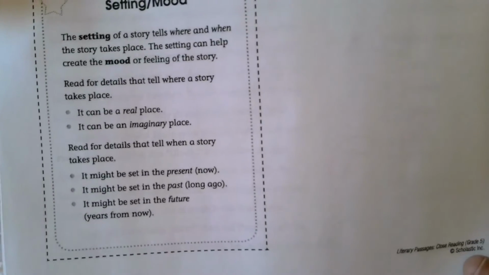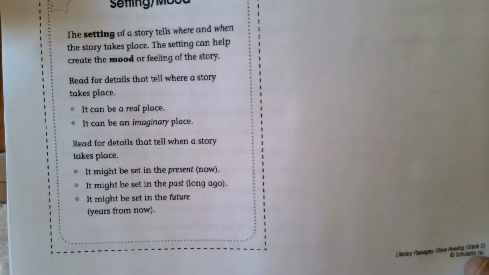Is it current, like present right now? Is it in the past? Or maybe it's in the future. So setting is when and where it takes place. Mood is kind of like the feeling of the story.